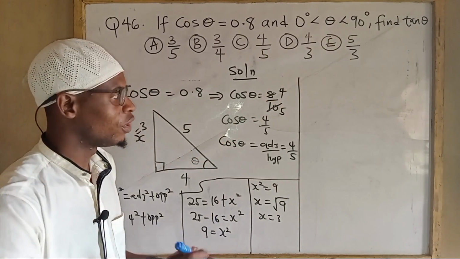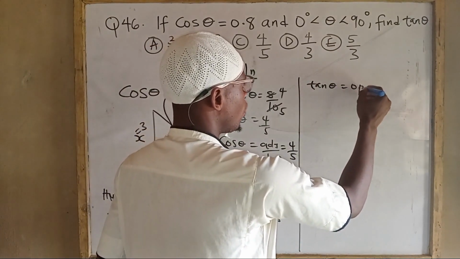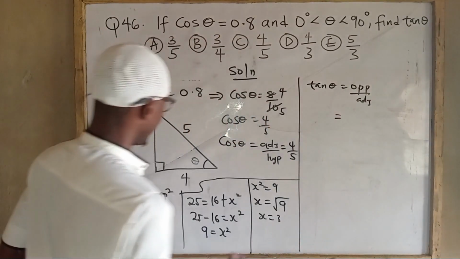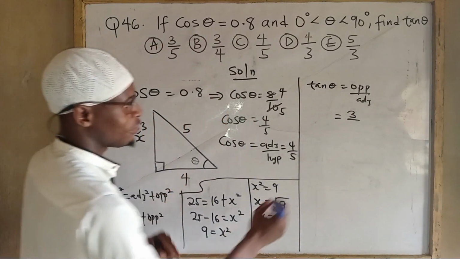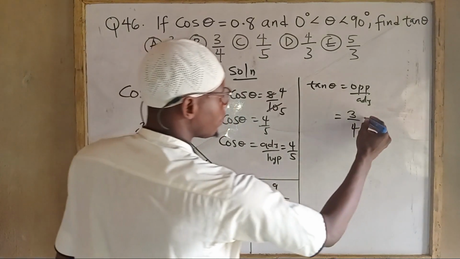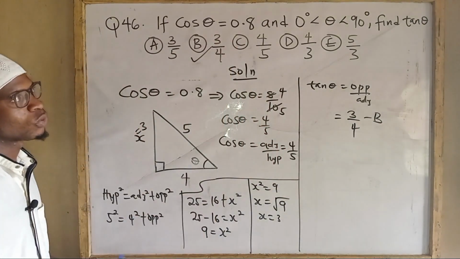We now recall again that tan theta, which is from TOA, is equal to opposite all over the adjacent. So what is the opposite here? The opposite is 3. And the adjacent remains as 4. So the answer is 3 over 4, which is option B. So I believe that is clear. So that's how you go about questions like this.